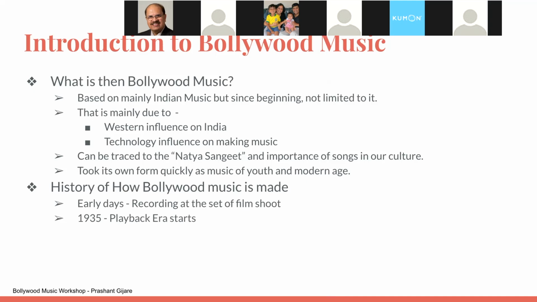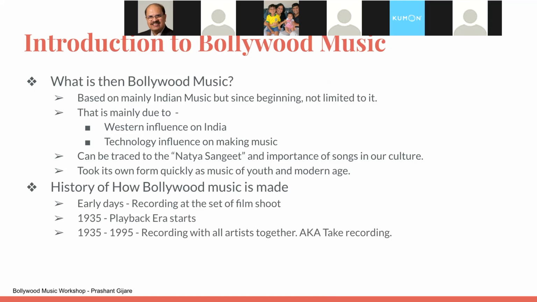So you can record a song earlier, take that recording to the film set, and enable the actor only to mime it on the song. So that happened around 1935. From 1935 to 1995, they used a recording method called take recording.